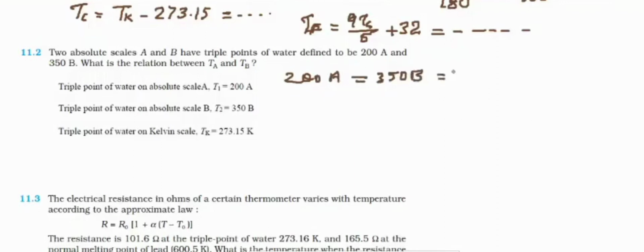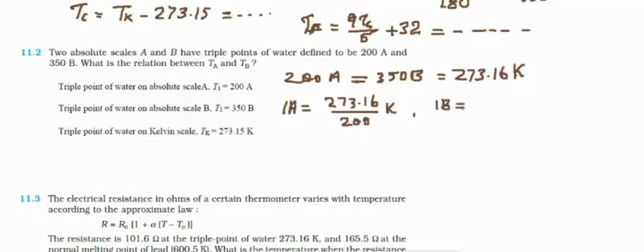350B is equal to 273.16 Kelvin. That is a triple point of water in Kelvin scale, and all three are absolute scales. Therefore, triple points are equal in these scales. So we can rearrange this equation and we can find what is the size of 1 unit in scale A. So here 1A is equal to 273.16 divided by 200 Kelvin, and 1B is equal to 273.16 divided by 350 Kelvin. So this is the size of 1 unit in A and B.